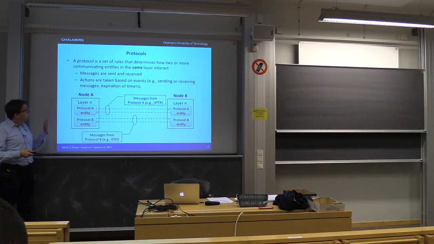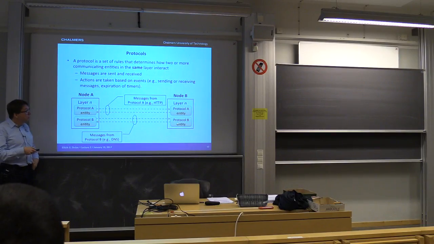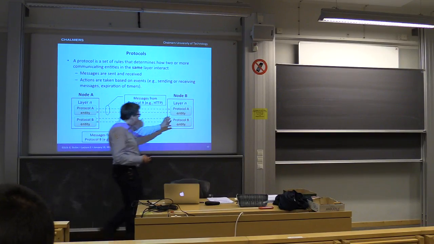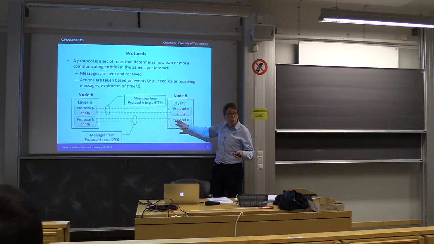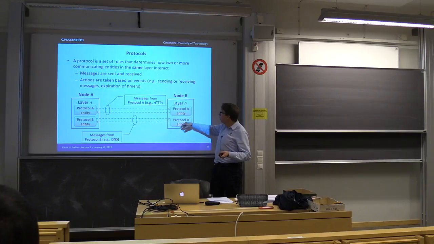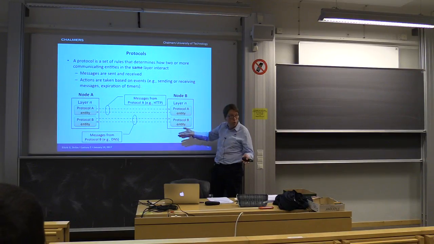So there could be events. How does this protocol entity behave? Well, it depends on the messages it receives and also on timing information. There could be, you know, something coming from the upper layers telling it to do something. It could be something else that happens also, that you requested a file and that file does not arrive within a reasonable amount of time, then you abort.